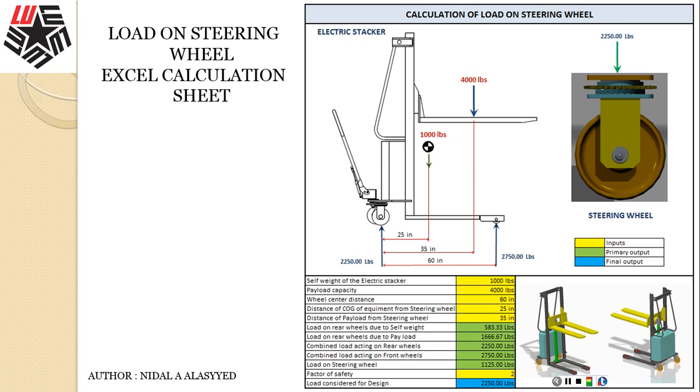And there's something called the maximum. It's like a self weight of the electric stacker that is assumed to be 1,000. We have a payload. We have a wheel center distance, and that's the distance from here. I see this arrow from the load that is basically applied on the stacker. We will be able to do some load analysis. Why am I doing this?